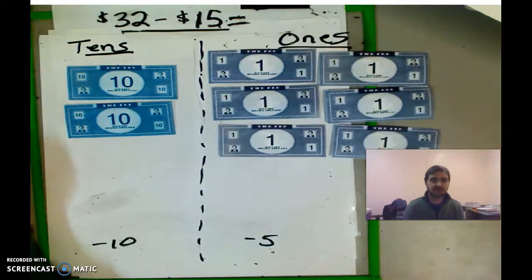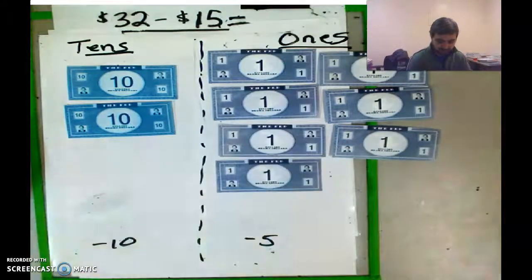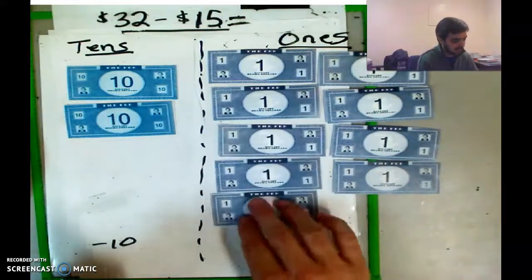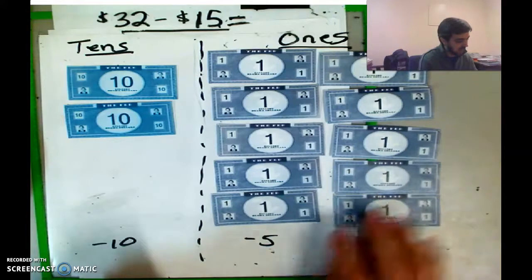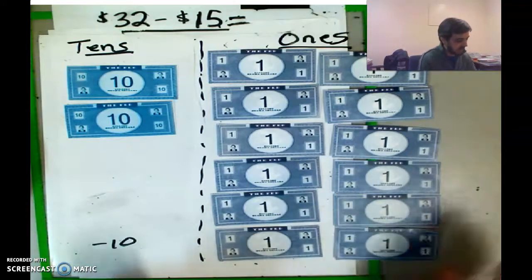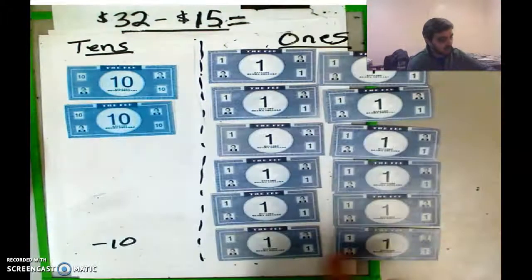I'm going to have to get my face out of the way here. So I put 4, and then let's see, 5, 6, 7, ooh, was it going to fit? 8, 9, just barely, 10. Okay, so now I have 2 10s and 12 ones.